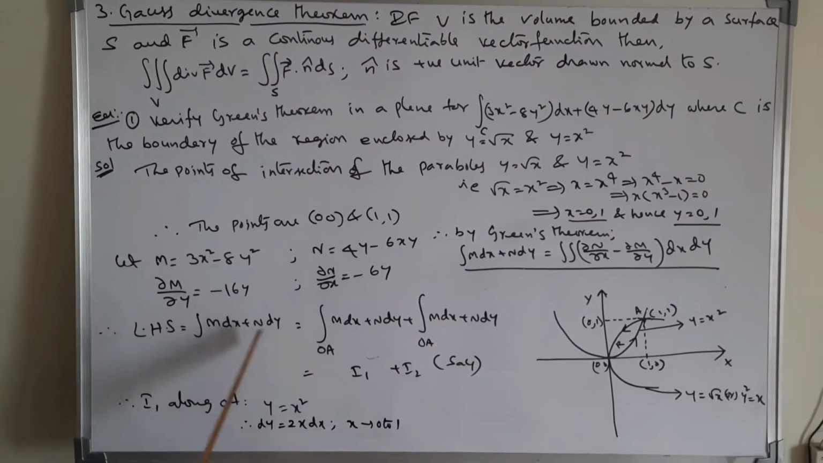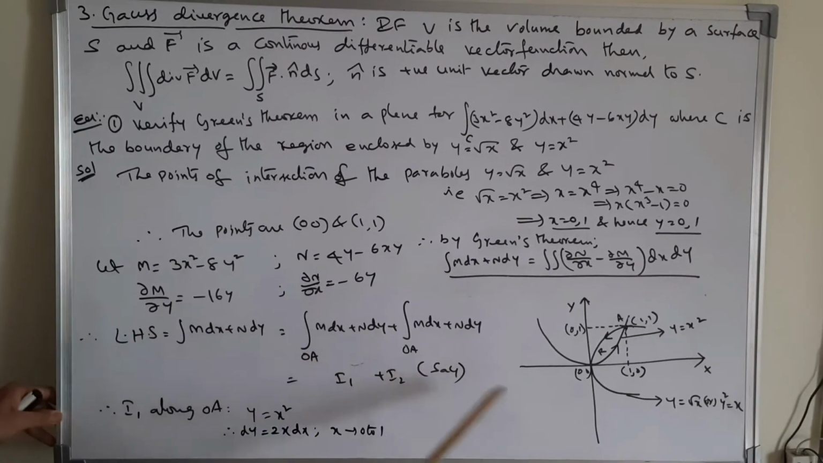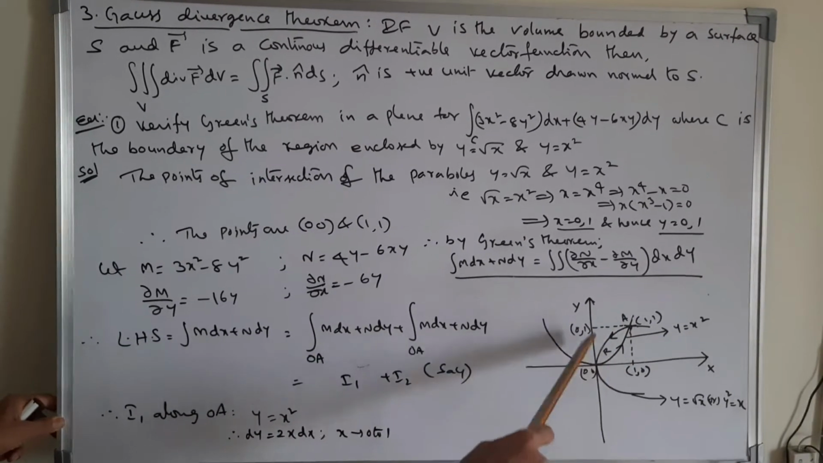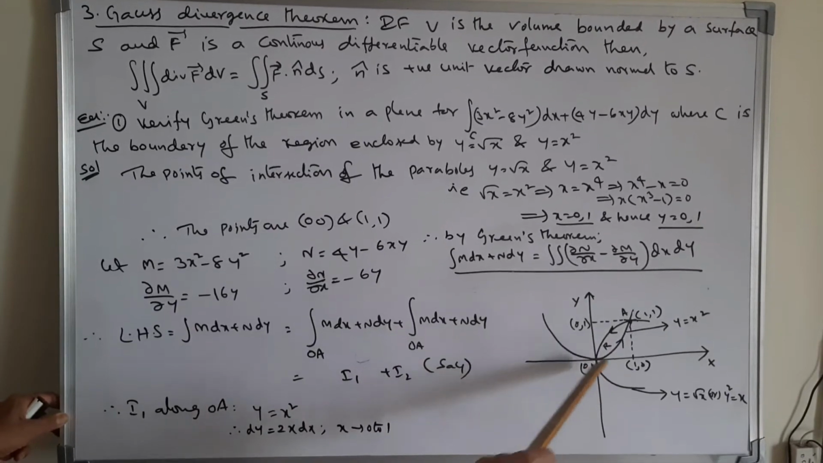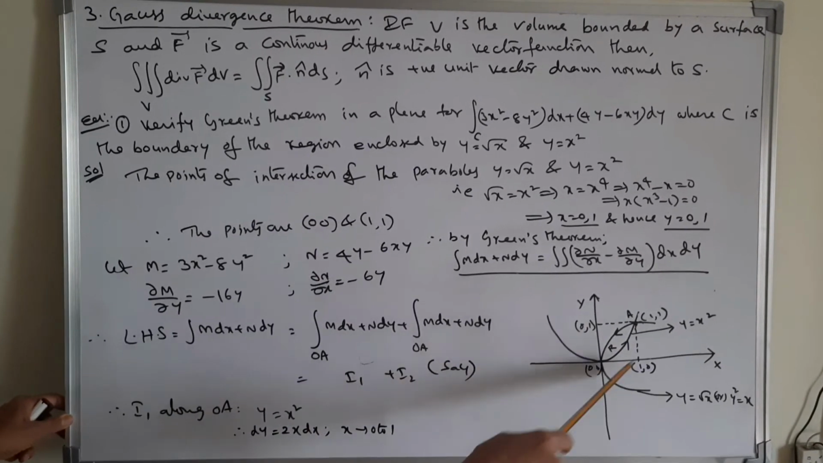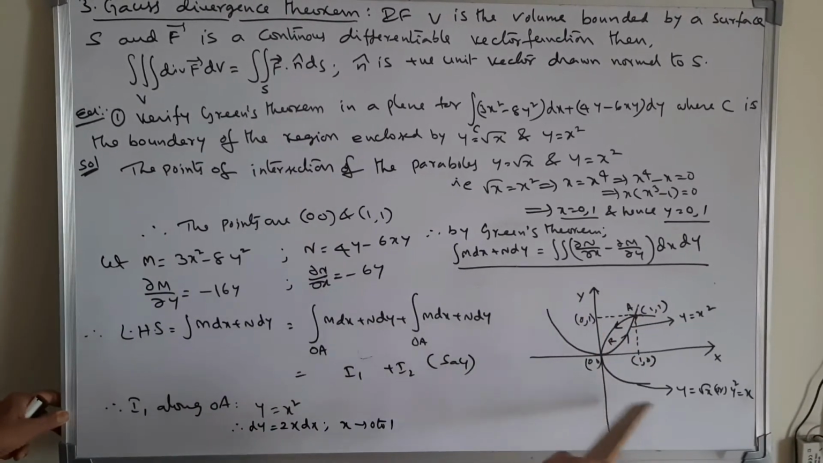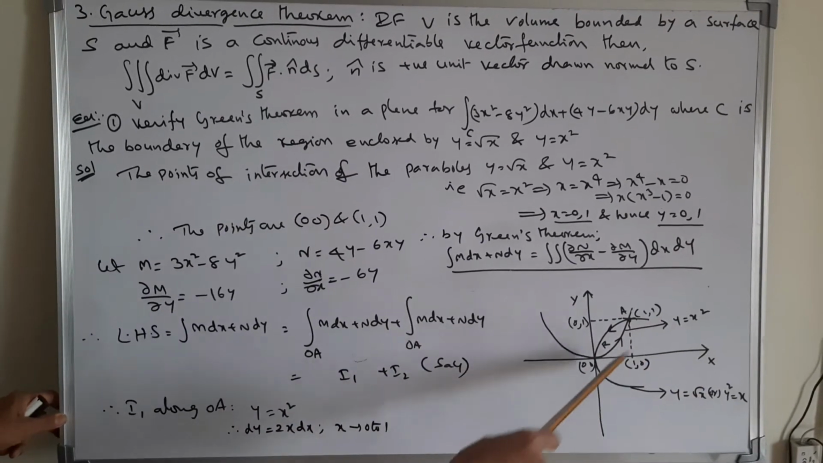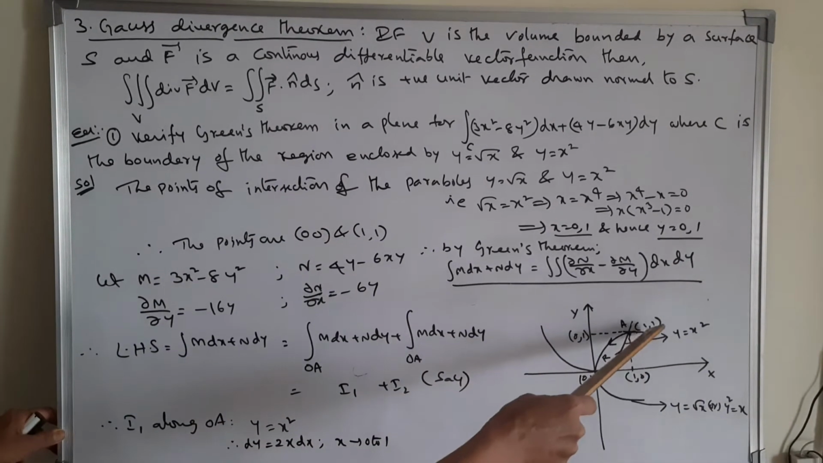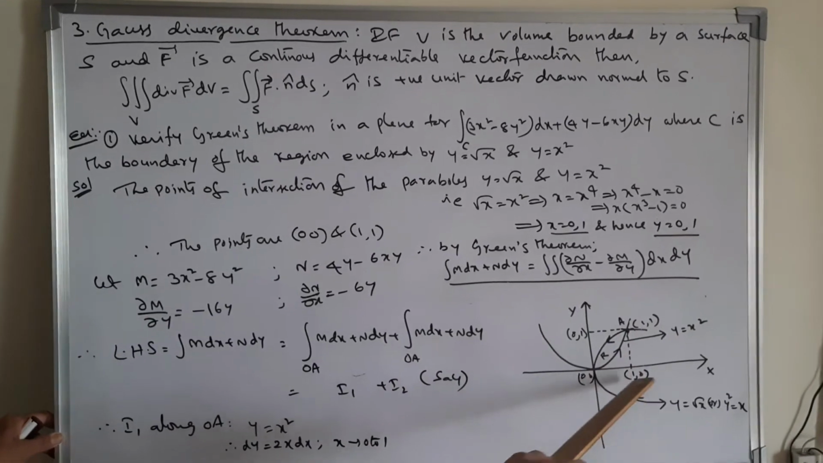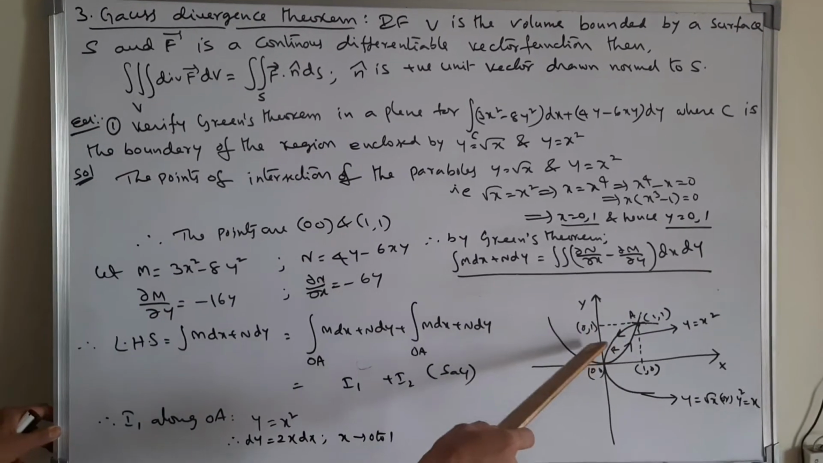So then this can be drawn like this, because here two parabolas are there. That's why the graph is like this. The first parabola is y is equal to x square. This is the second parabola, y is equal to root x. Then the intersection points are (0, 0) and (1, 1). And the x-axis point is (1, 0) and the y-axis point is (0, 1).